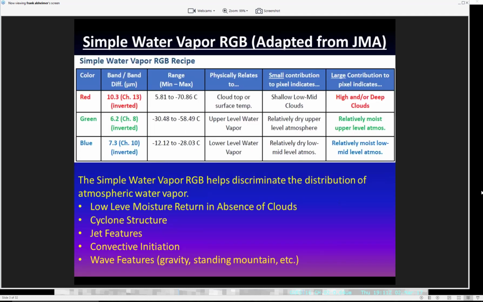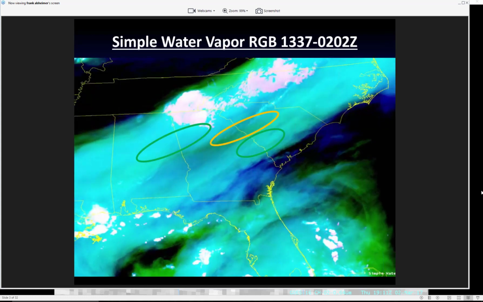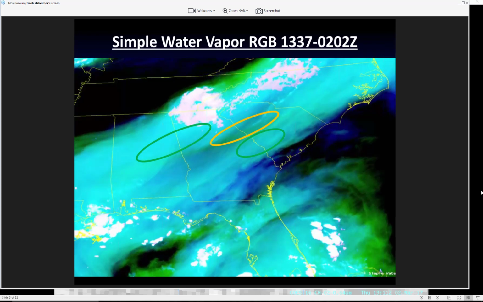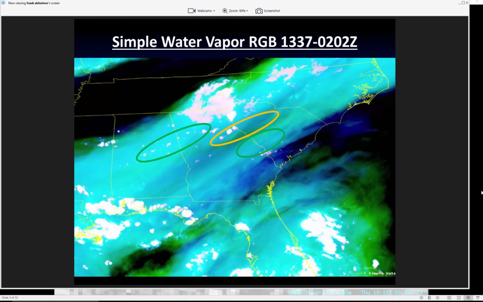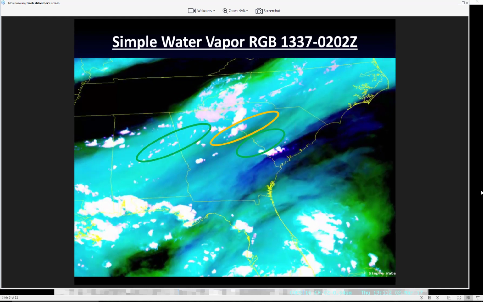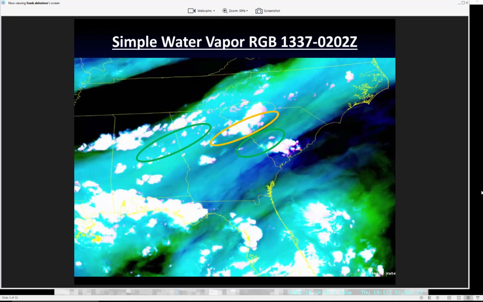So now let's look at another RGB. This is a simple water vapor RGB. You can see it's just 3 different channels. And this can be used for low-level moisture return in the absence of clouds, cyclone features, convective initiation, and many wave features. So let's take a look through the event of what this looks like. And again, here's the areas of interest. And I think you can see there's a little bit more green at the beginning of this in the area where the orange oval is. And then shortly after that, you can really see the convection really developing in that area where it waited a little bit longer to go.